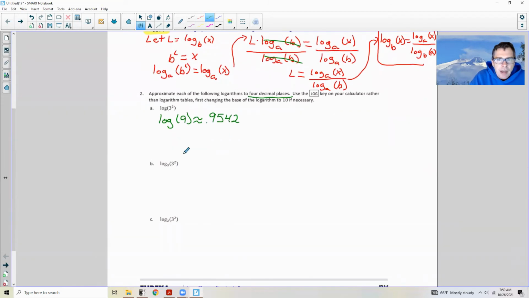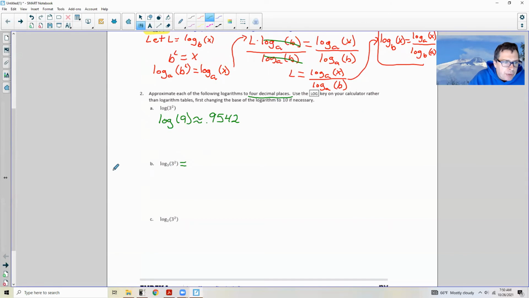And what does it say? Log base b of x equals, and our b in this case is 3. And our a is going to be, first of all, I want to take this 2 and bring it out in front. So that's going to be 2 log 3. Okay, let me think about this a second. I'm trying to explain this. So log base b of x.